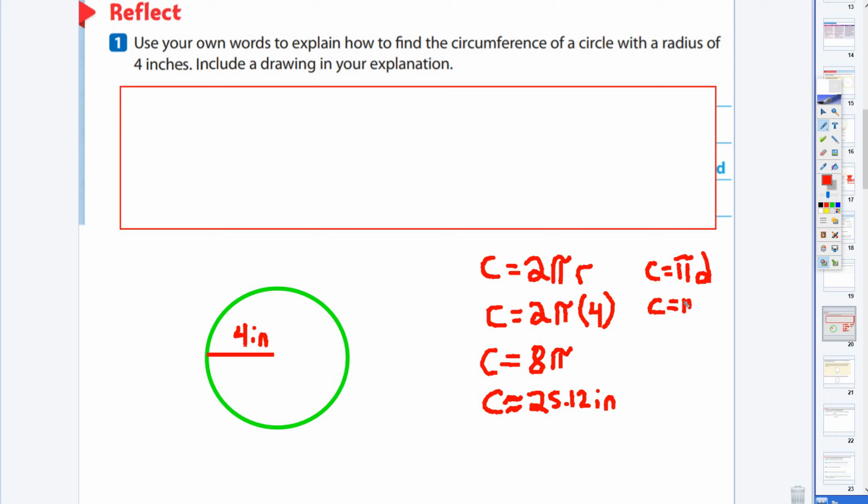And if you use this formula, watch, it's the same thing. C equals pi times the diameter. Well, if the radius is 4 inches, the diameter must be 8 inches. And there it is, 8 times pi, which just gives us the same value. Okay? So here's what they wrote.